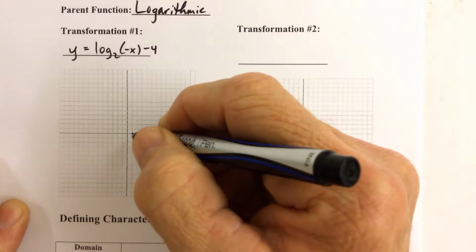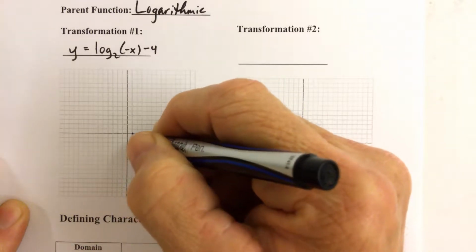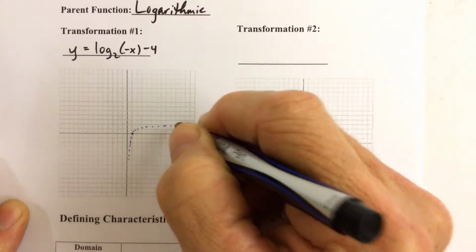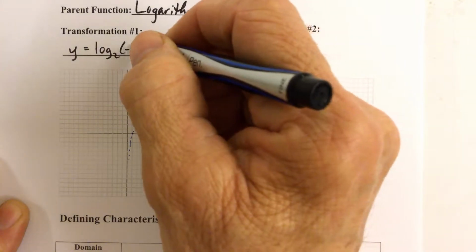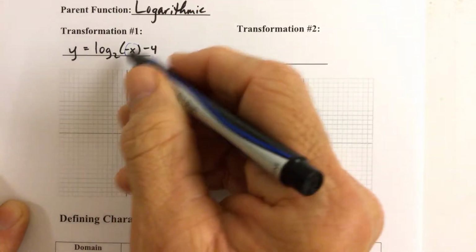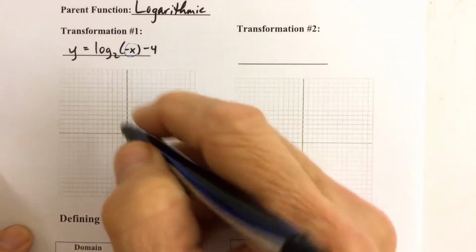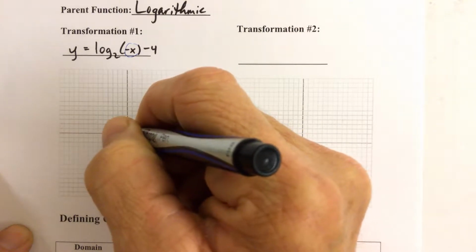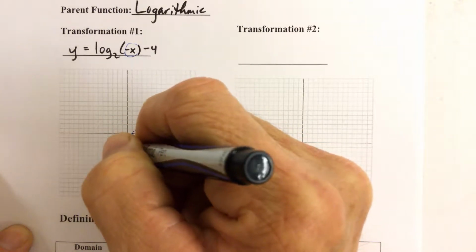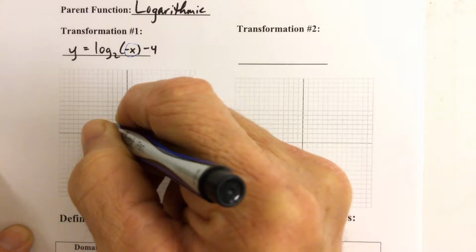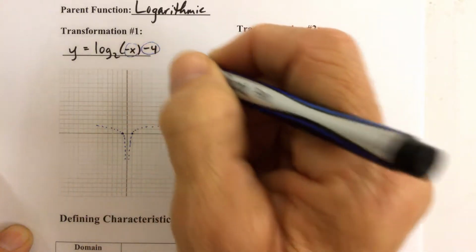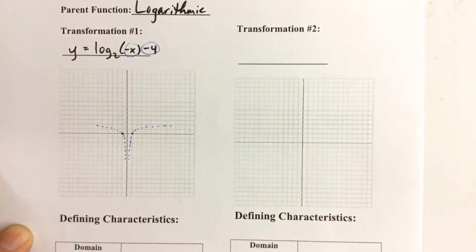So anyway, we always start with our parent function that has a key point here at 1, 0. And then it goes up like this and comes over like that. But here we see we have a negative x, log base 2 of negative x. So we're going to reflect this graph about the y-axis, just like we did in that first video.